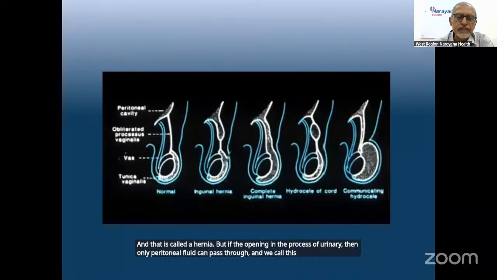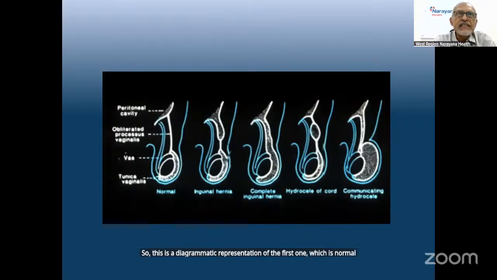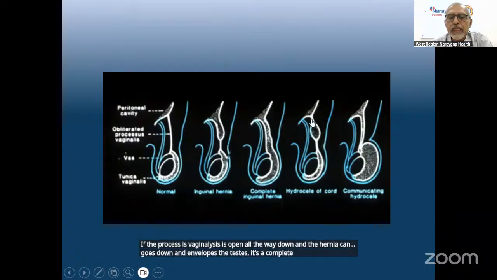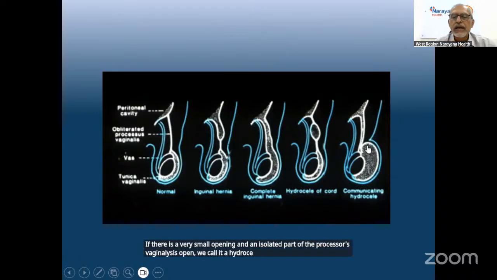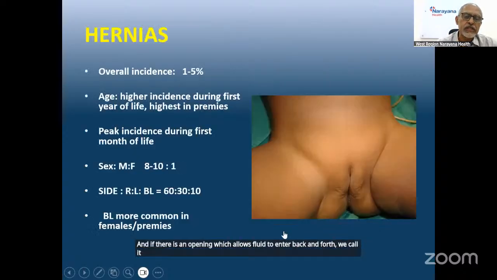But if the opening in the processus vaginalis is very small, then only peritoneal fluid can pass through, and we call this a hydrocele. So this is a diagrammatic representation of the first one, which is normal. In the second one, there is a wide opening. So this is an inguinal hernia. If the processus vaginalis is open all the way down and the hernia goes down and envelopes the testes, it's a complete inguinal hernia. If there is a very small opening and an isolated part of the processus vaginalis is open, we call it a hydrocele of the cord. And if there is an opening which allows fluid to enter back and forth, we call it a communicating hydrocele.